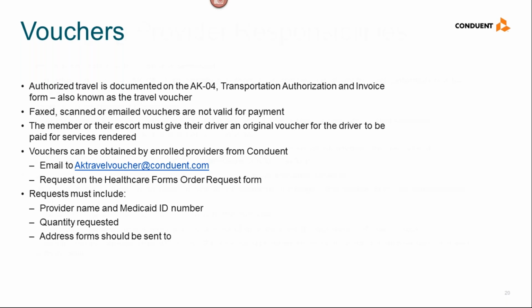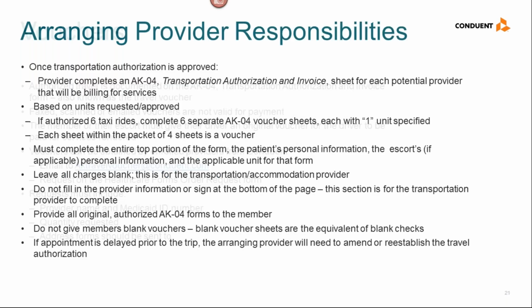Right, so once transportation authorization is approved, the arranging provider completes a voucher form for each potential provider that will be billing for services. So the number of voucher sheets you need to have completed is based on the units requested and approved. If you're authorized for 6 taxi rides, you would need 6 sheets of voucher, each with the number 1 specified as the taxi unit. Same thing for a wheelchair van or any other type of ride. Each sheet within a packet is a voucher.